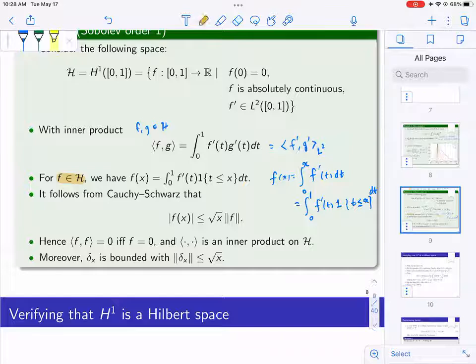So this is some other function, some sort of g of t, with x fixed for now. I can use the Cauchy-Schwarz inequality here for the L2 space. So I want to use Cauchy-Schwarz to argue this. How can I do that?